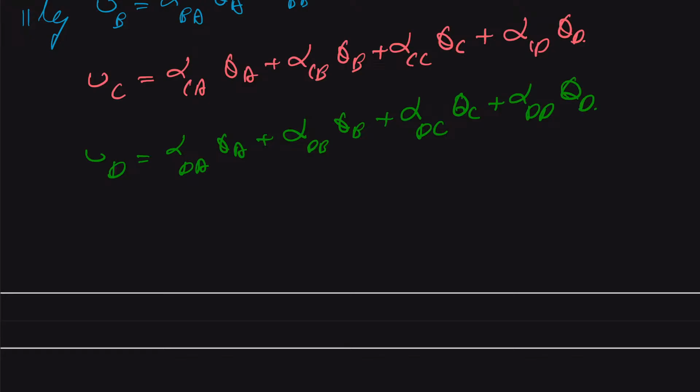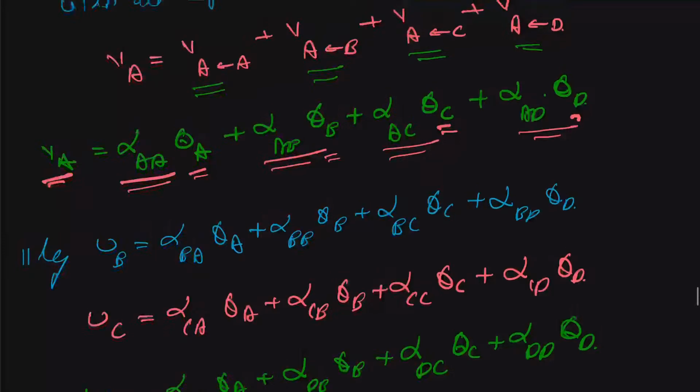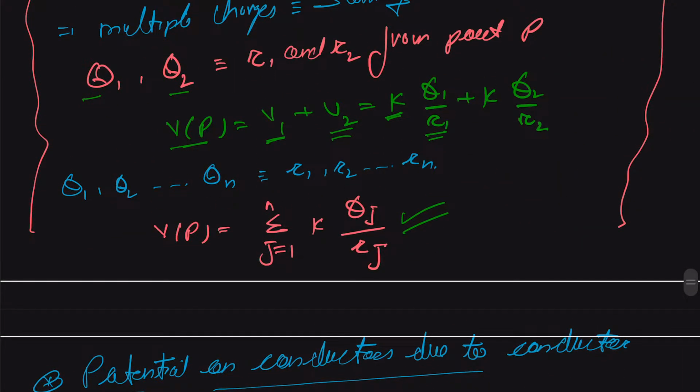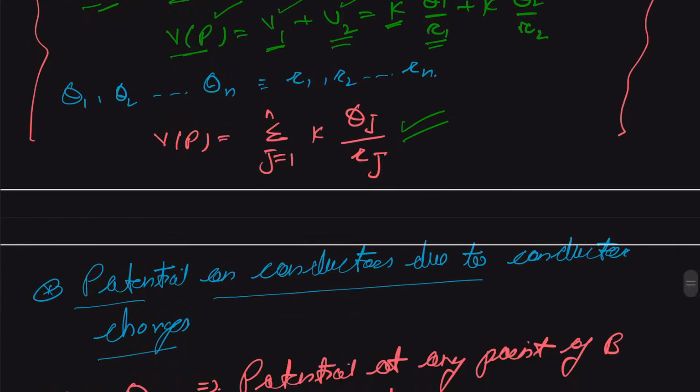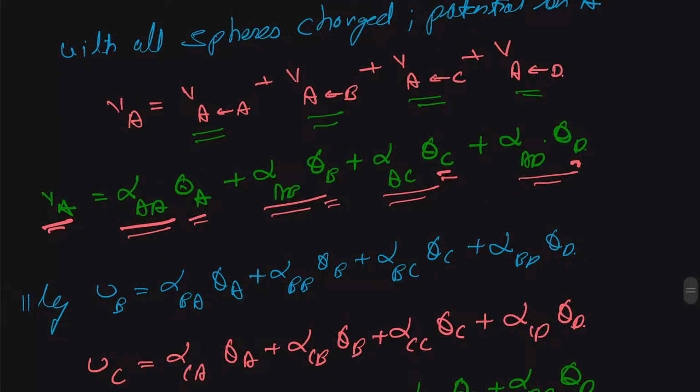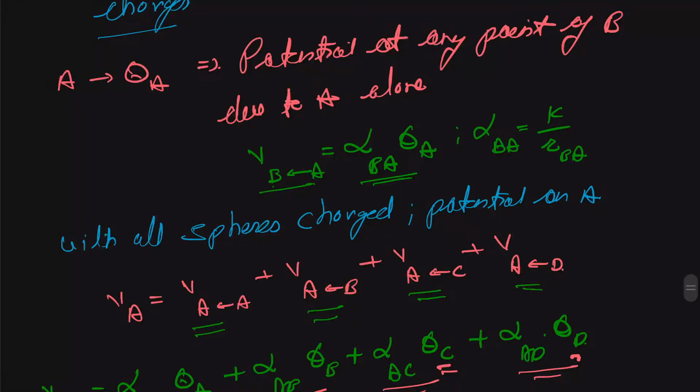Okay. And please remember, this is entirely based on only one equation: the potential at any point. Suppose there are two charges, then it is the potential due to the first charge plus the potential due to the second charge. And if there are n number of charges, this can be extended into n number of equations. So same we wrote it. And this coefficient alpha is nothing but the ratio of the k and the distance between the two.